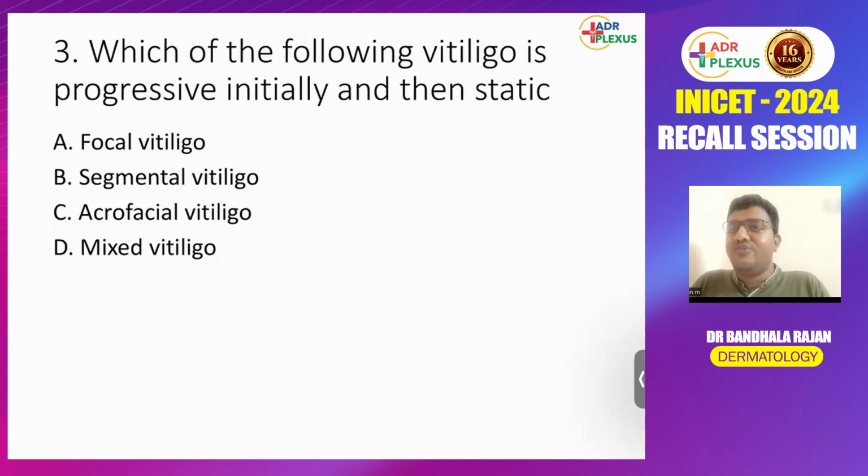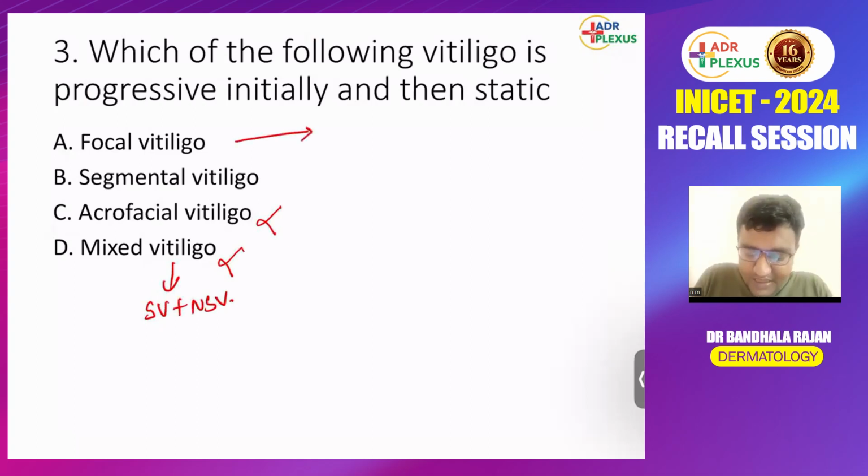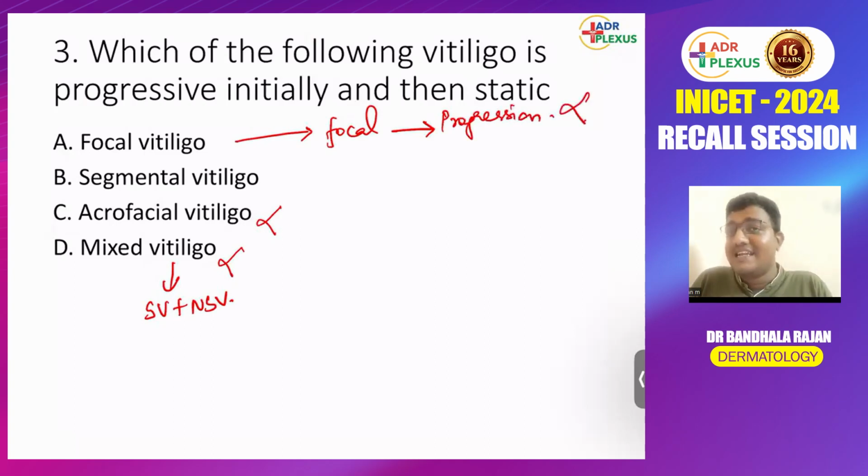So most of you might have ruled out acrofacial and mixed vitiligo. Mixed vitiligo is nothing but a combination of segmental plus non-segmental vitiligo. Most of you might have excluded that, but got confused between focal and segmental. The problem with focal vitiligo is, although it is focal, there is always a possibility of progression, which is unpredictable. So it is a wrong answer here. The correct answer here is segmental vitiligo. I will tell why it is segmental vitiligo.